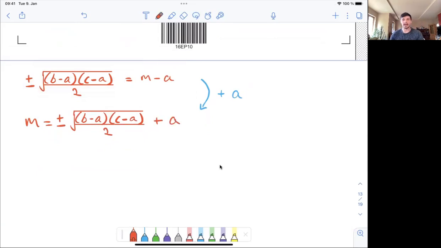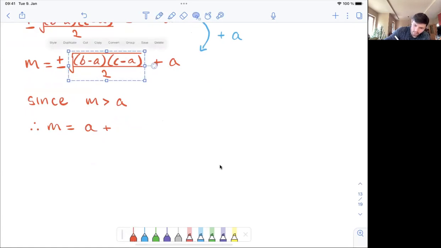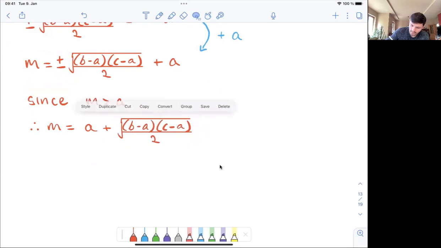All right, and as I said, since M is greater than A, we don't need this negative version, because that would make this expression less than A. So since M is greater than A, therefore M is equal to A plus the square root of this. Let's go here. And now that is the answer to question 8.